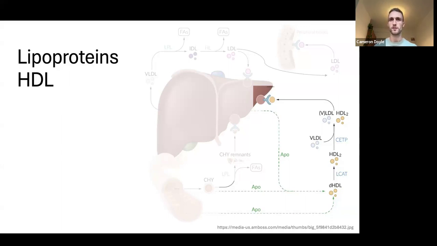VLDLs are your very low density, big, loads of fatty acids, cholesterol. And then eventually those bits of fatty acids are going to be picked off by lipoprotein lipases on cells. And this will get smaller and smaller. And then your HDL goes around and scavenges up the free cholesterol and fatty acids.